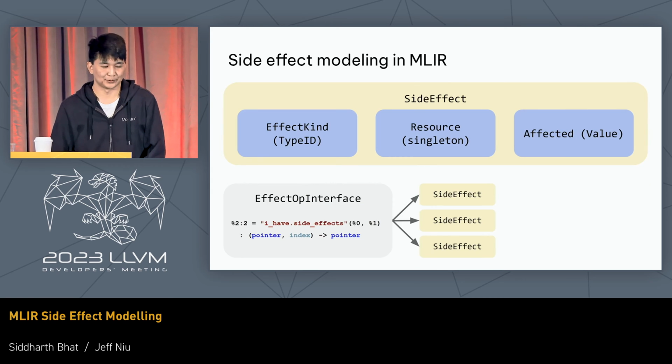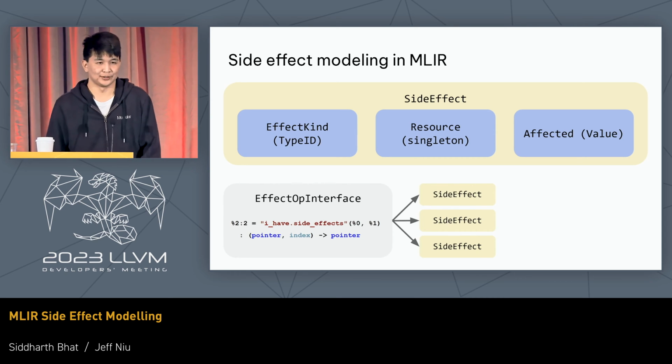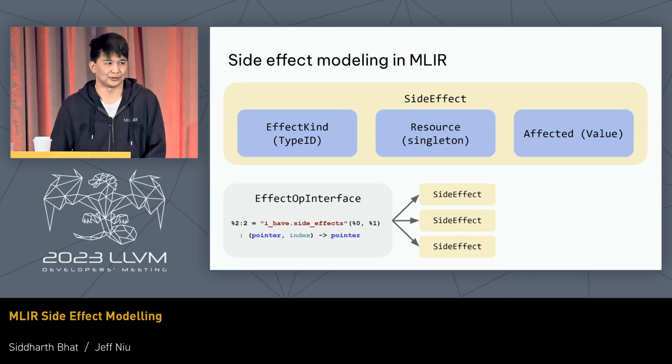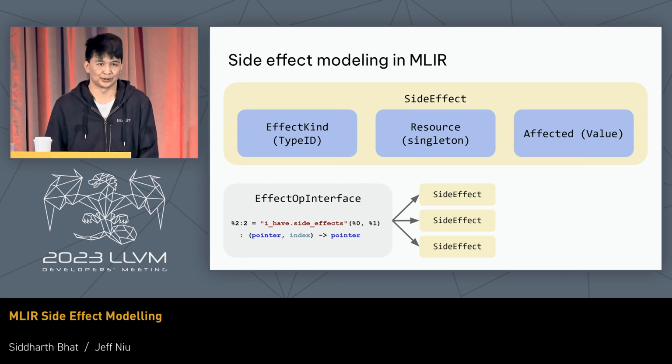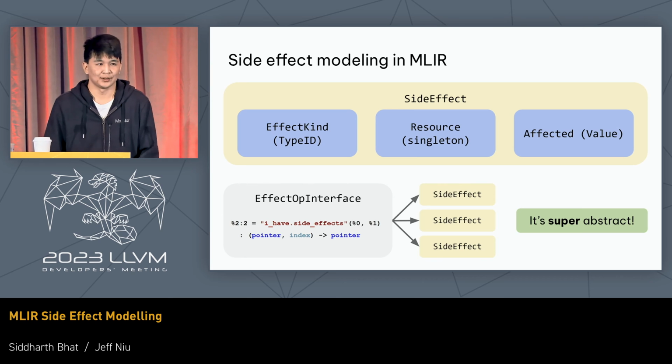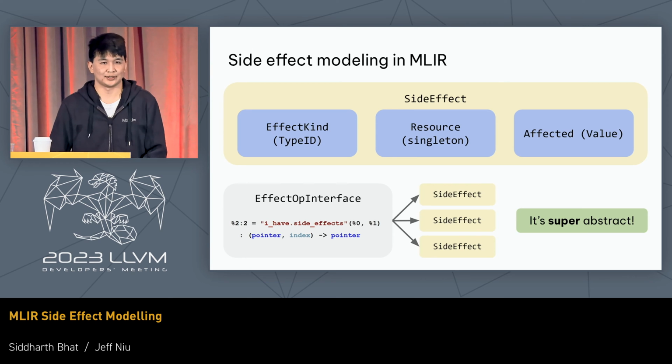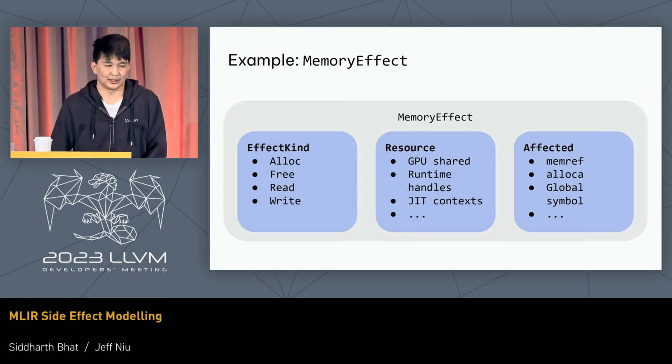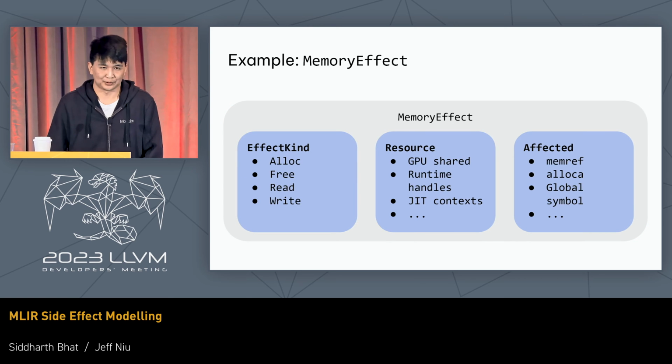So what happens is that you have an effect op interface, and all this interface does is ask the operation: what memory effects do you produce? And it can produce one or more or no side effects. So it's pretty abstract, and all of these are typically base classes that are used to implement a particular kind of side effect model. The most important one in MLIR, at least in upstream, is the memory effect op interface.